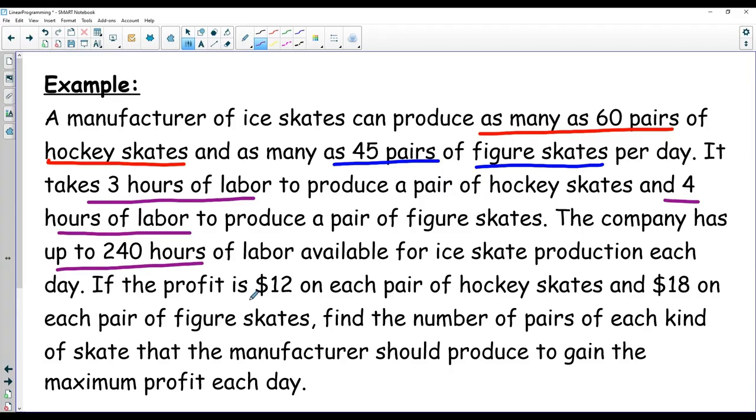We normally have an expression that we choose to maximize or minimize. When we're dealing with word problems, that tends to be the profit information. So we're going to hold off for a second on this profit information. The final goal is to find the number of pairs of each kind of skate the manufacturer should produce so that they can maximize their profit. This is a key word right here, maximize. We'll come back to that in a second, but we want to make sure that we are maximizing our profit, not minimizing our profit.